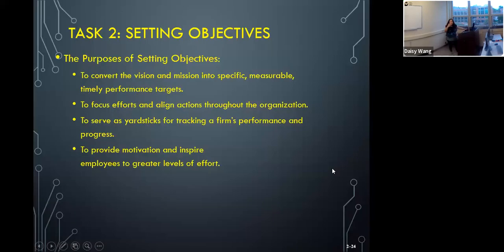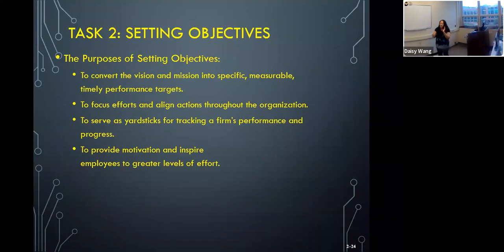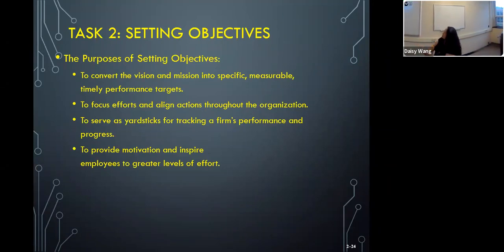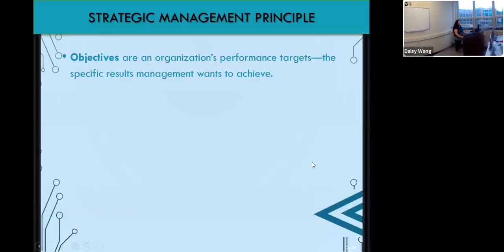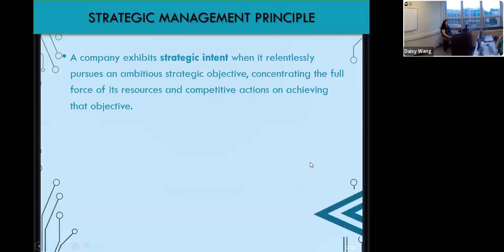So that's the first part, to draft our strategic plan. After we have our vision, mission, and core values, now we're going to set our objectives, to convert that vision and mission into measurable targets where we can see whether or not we reach the target. So when we talk about objectives, we want them to be measurable, a number, but they can still be strategic.